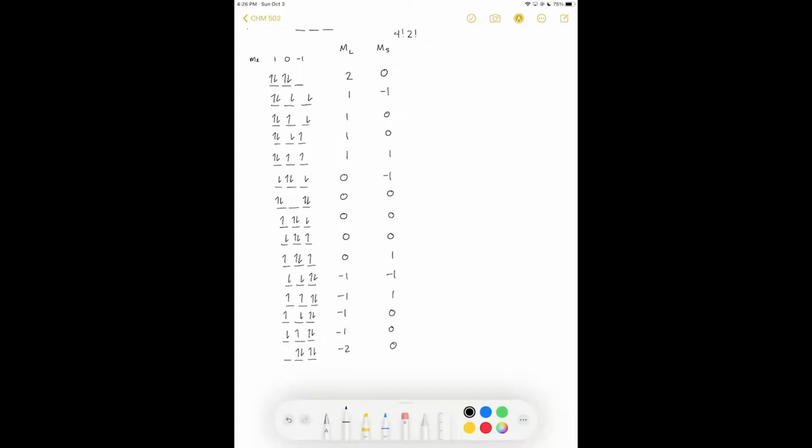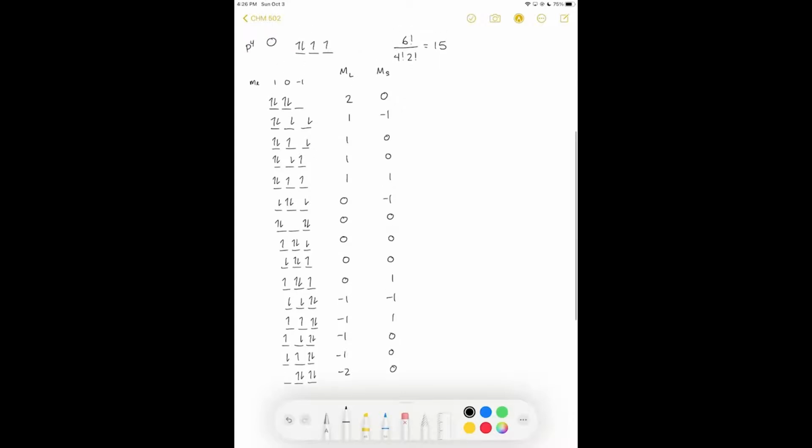All right, so at this point, we have our M sub L's, we have our M sub S's. Now, how do we actually group these into terms? Remember, terms don't depend on M sub L and M sub S. Terms depend on L and S, and we write them as 2S + 1 L. So the way that we go about figuring out what terms are possible is, again, simply looking at the M sub L. So we'll start here, and we'll say that this first state has an M sub L equal to 2. And we'll notice that it's the only one with an M sub L equal to 2.